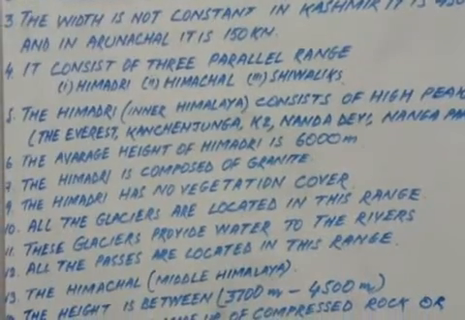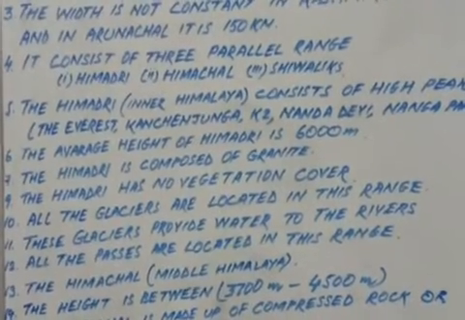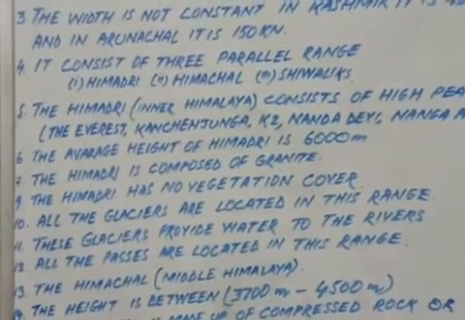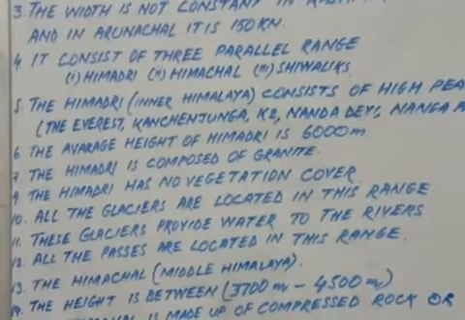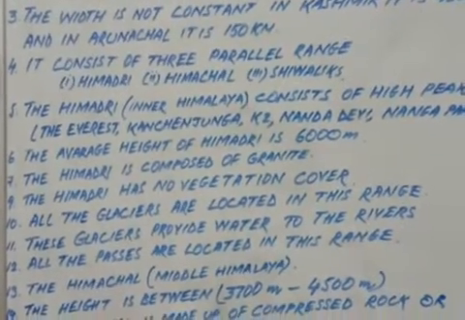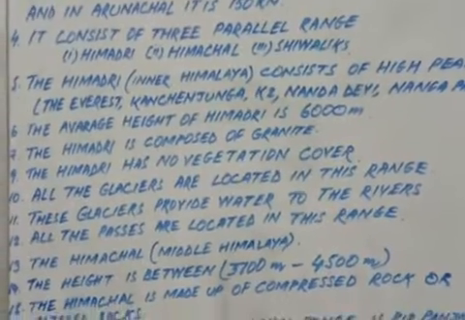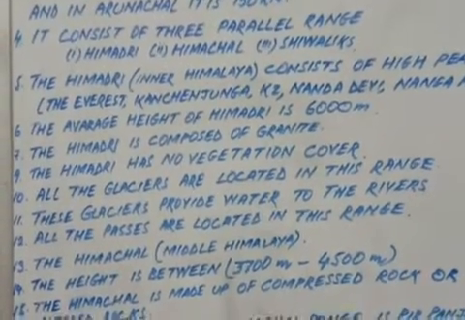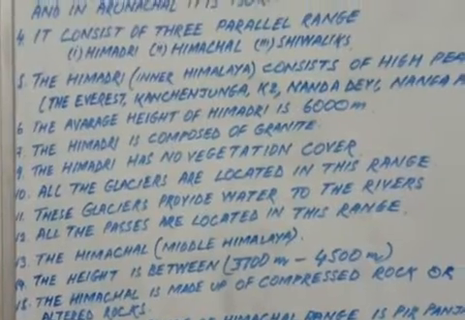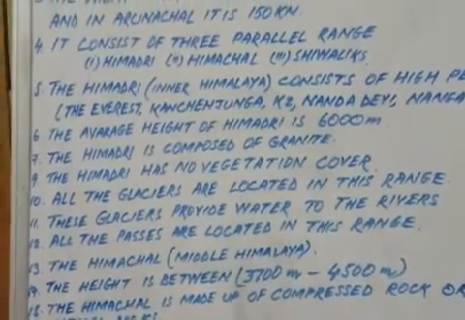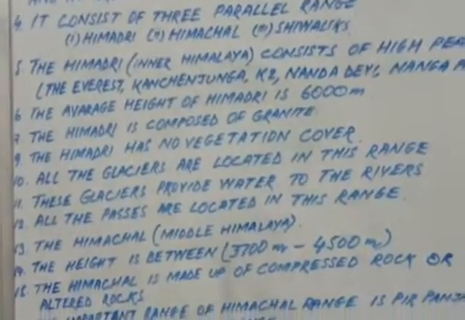Now, all the glaciers are located in this range. All the important glaciers like the Siachen, Gangotri, Alaknanda glacier, all these glaciers are on this range. These glaciers provide water to the rivers. From these glaciers all the water comes out to the rivers, like the Ganga, which emerges from the Alaknanda and Gangotri glaciers.